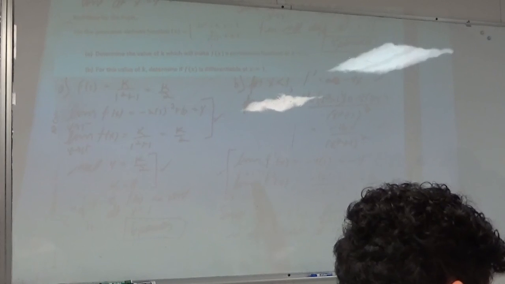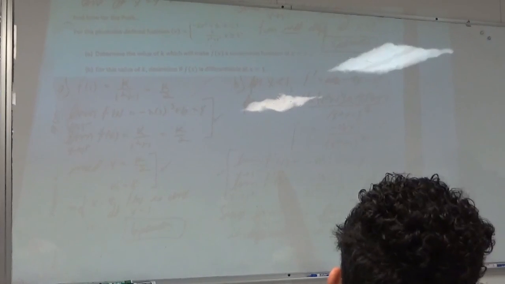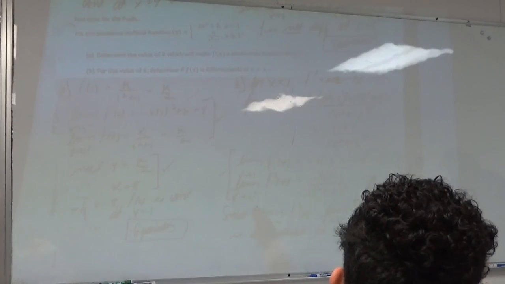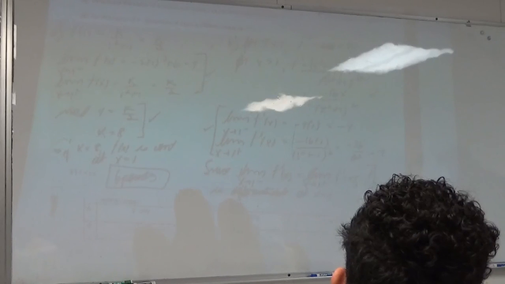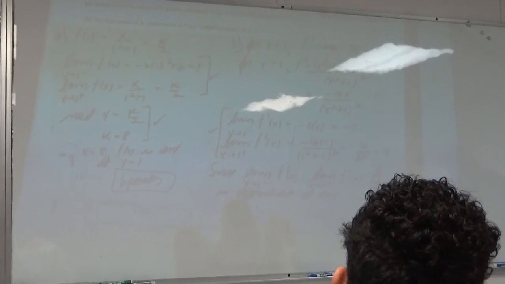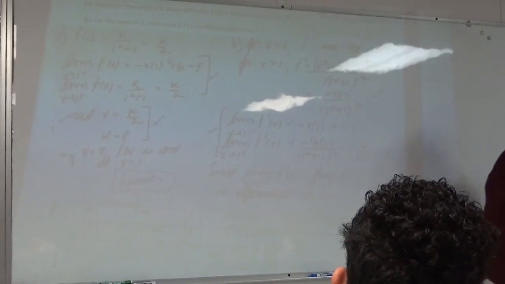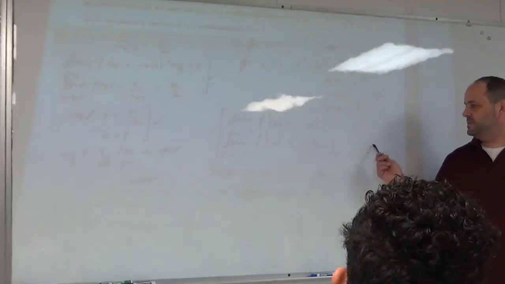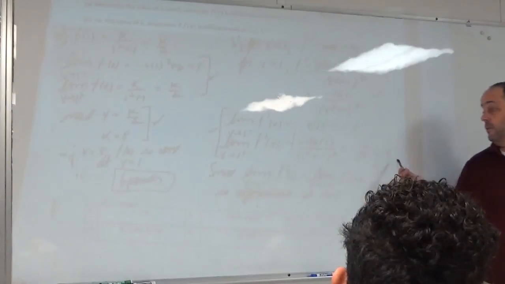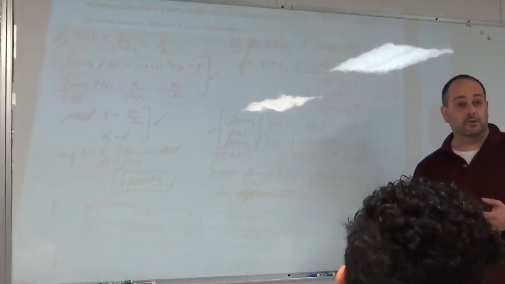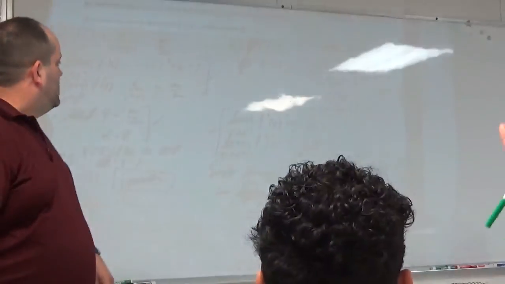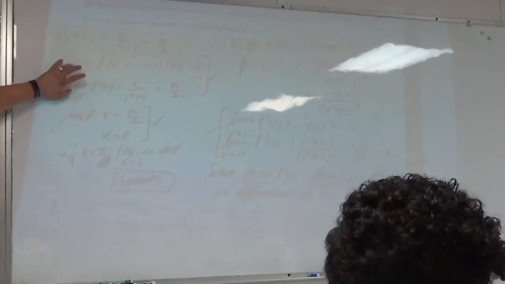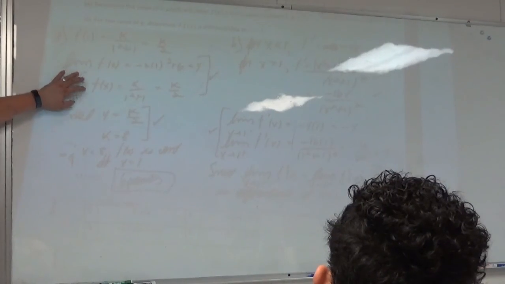Now limit as x approaches 1 from the left of f prime is negative 4. Limit as x approaches 1 from the right is negative 4. Your conclusion? The limit as x approaches 1 from the left of the derivative is negative 4. The limit as x approaches 1 from the right of the derivative is negative 4. My conclusion is? Differentiable.